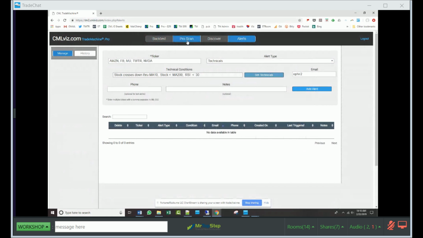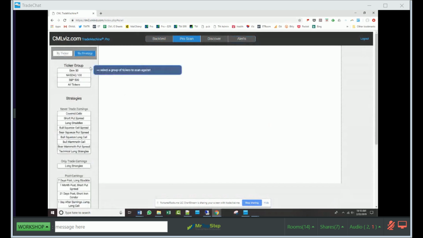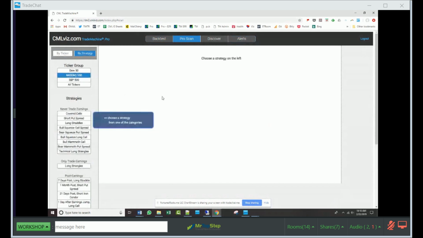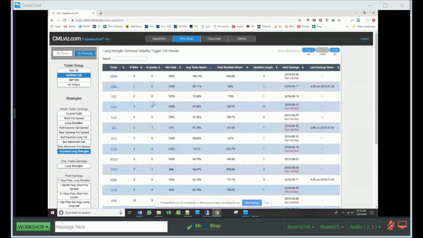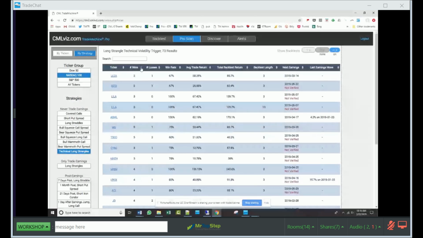So that's how you use the backtester. An easier way to do it is to just use the pro scan feature. Let's say you're interested in the NASDAQ 100 because these companies have a lot more liquidity in their options. We've looked at bullish and bearish trades. Let's look at non-directional trades. So we'll do long strangles with a technical trigger. And let's look at really long backtests that have worked for a long time. Right? So here's Starbucks.